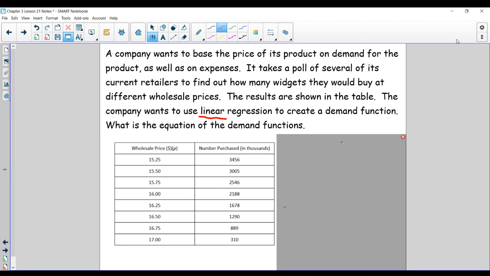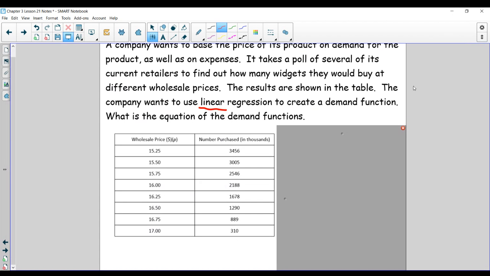There are two ways that you can do this. You can either put it into your calculator or you can put it into Desmos. If you're going to put it in your calculator, you'd put this in as L1 and plug this in as L2. And then you would do number 4, linear regression. It's LinReg. If you don't know where those buttons are, we talked about them in an earlier lesson, but you can ask me if you don't know how to get those things into your calculator.